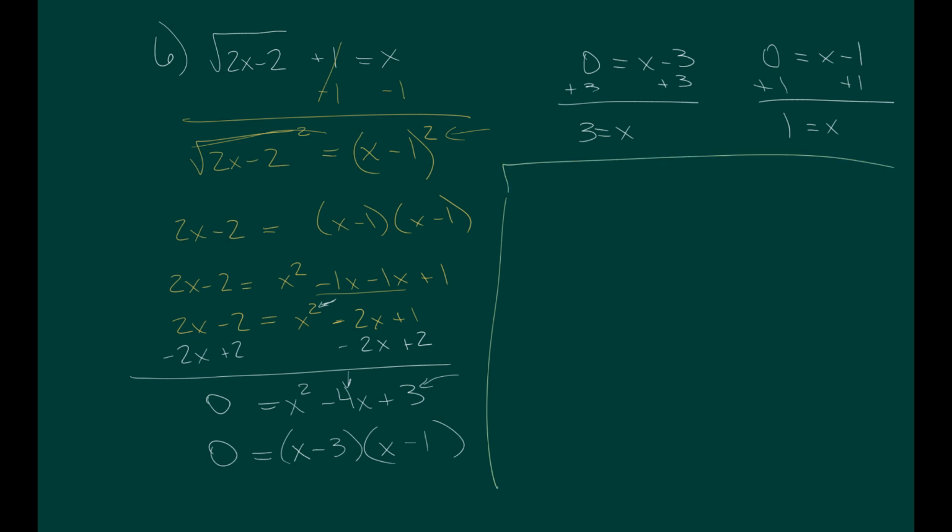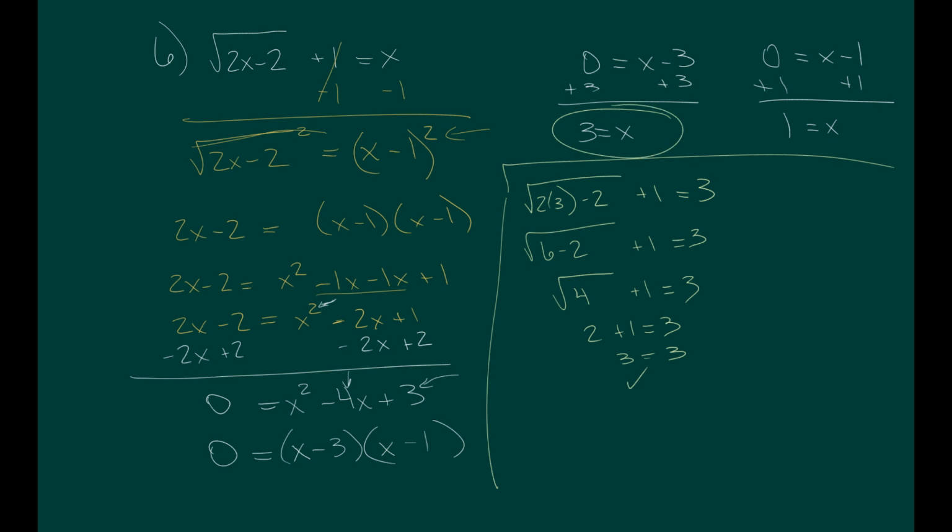All right, so let's plug in the 3 first. So we've got the square root of 2 times 3 minus 2, plus 1 equals 3. So I've got the square root of 6 minus 2 plus 1 equals 3. So the square root of 4 plus 1 equals 3. 2 plus 1 equals 3. 3 equals 3. So that works. Now, immediately when I see one works, I circle it as the answer. Now let's do the other one.